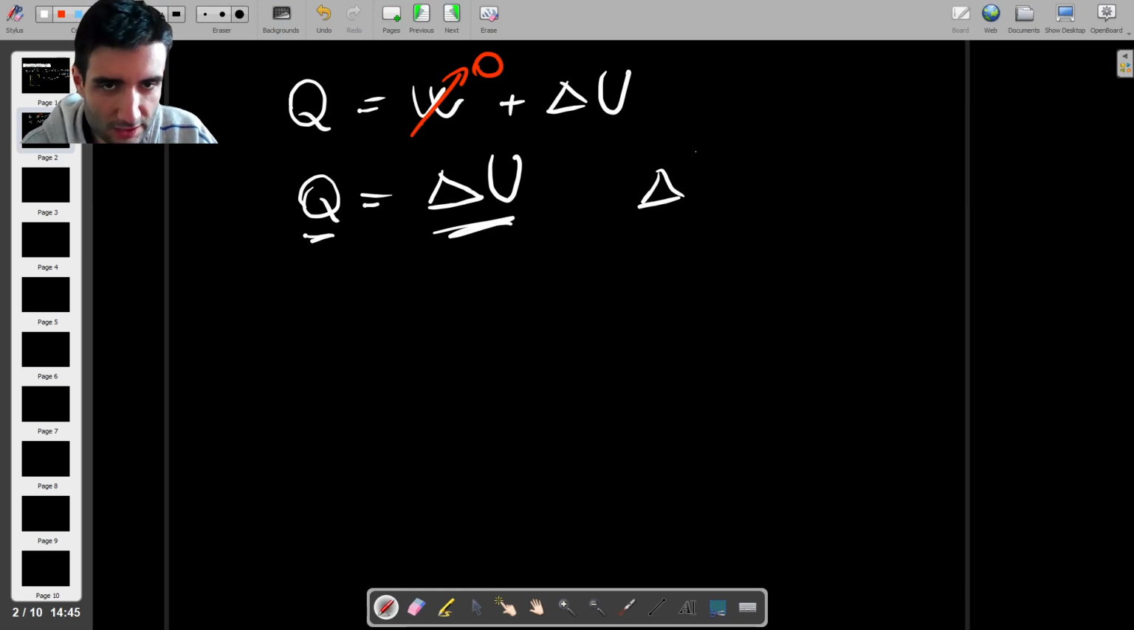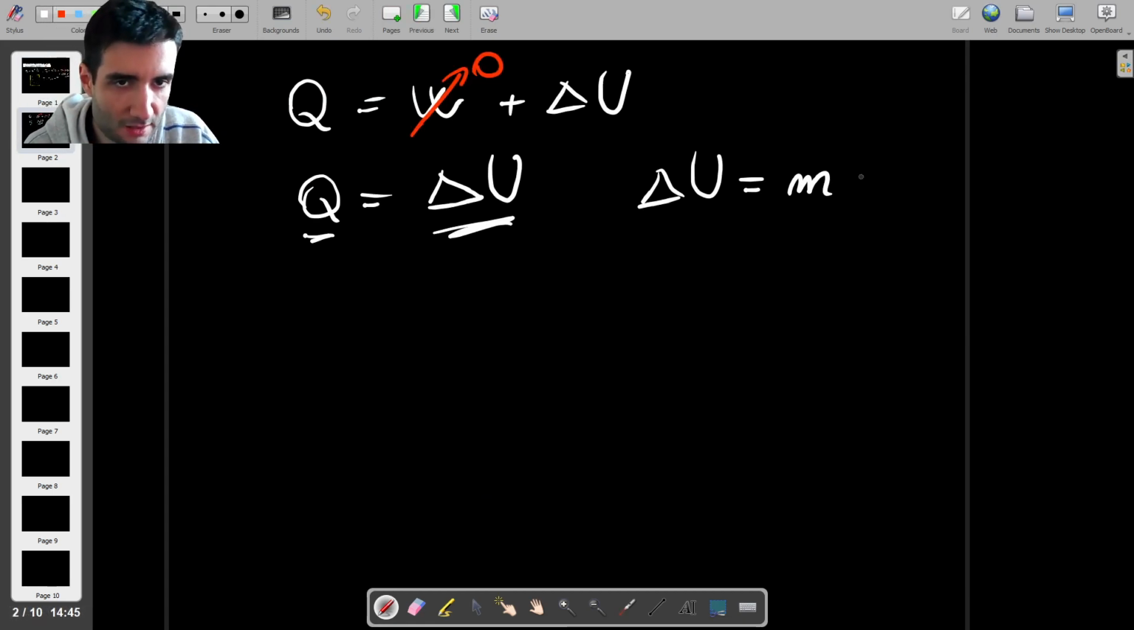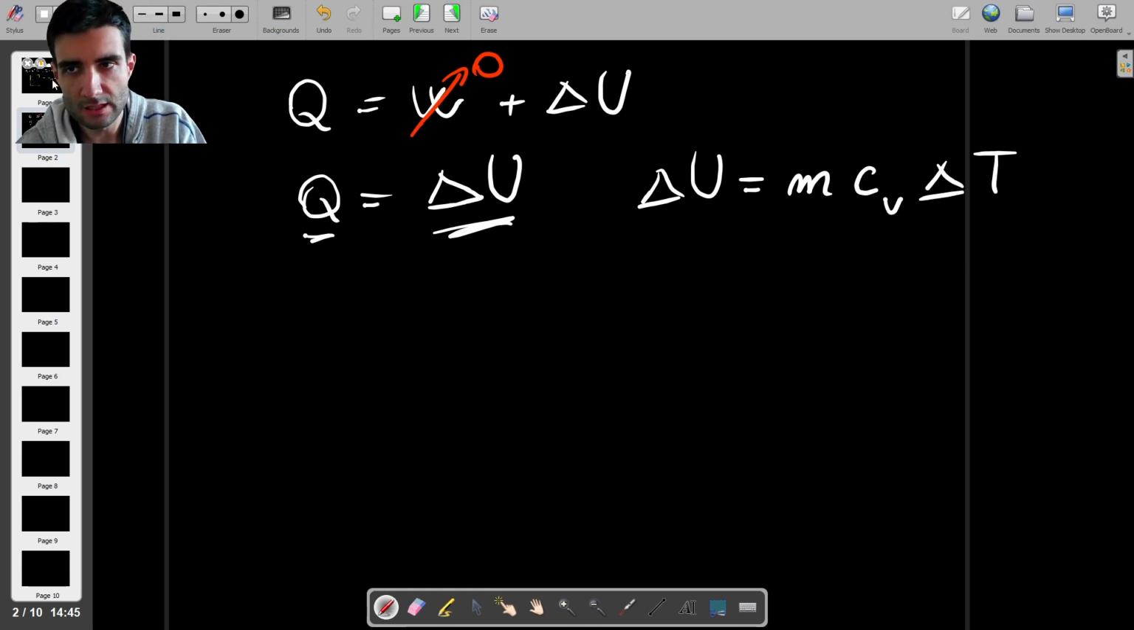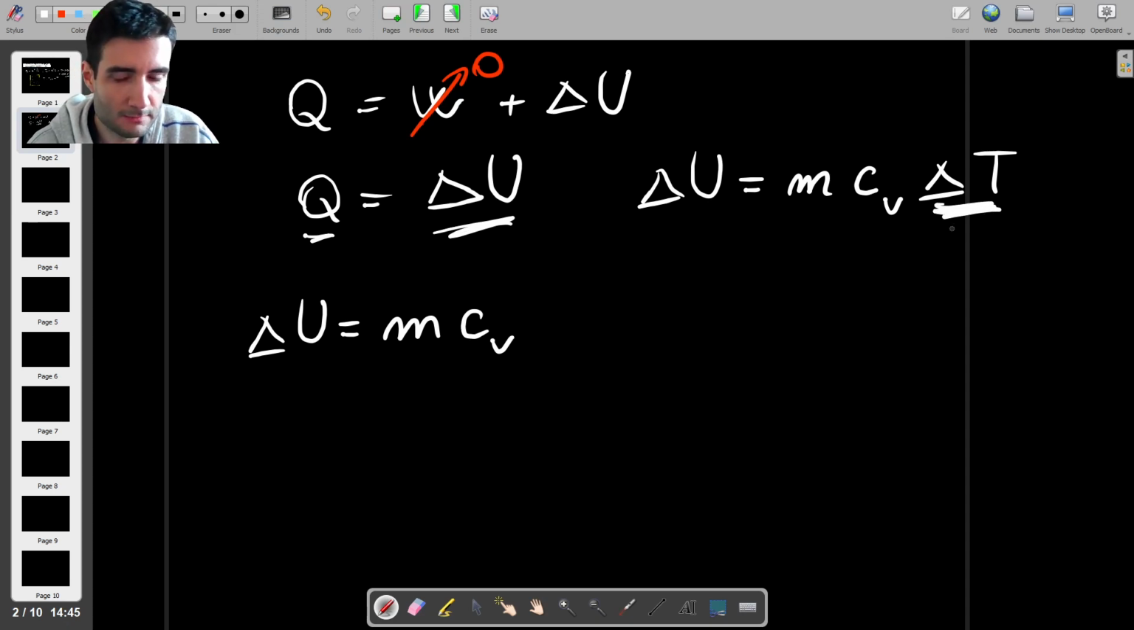So the change in internal energy is going to be equal to the usual formula. It's M times the specific heat capacity at constant volume times delta T. And we don't actually know what the mass is. So let's see what we can do about that. We have delta U equals M times CV, and actually this delta T, if you think about it, is going to be negative. So I'm going to write it as minus delta T.